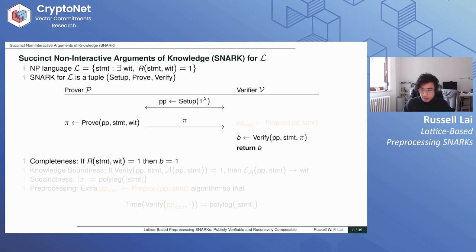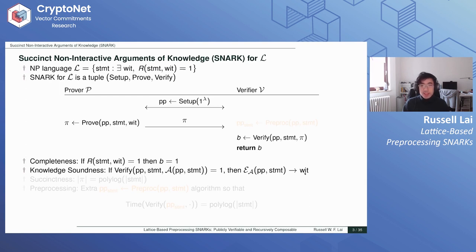So the most basic property of a SNARK is that of completeness, which says that if the statement and the witness satisfy the relation, then the verifier should be convinced. And conversely, we have the notion of knowledge soundness, which is basically the converse of completeness. This notion says that if there exists an algorithm A that is able to convince the verifier that a statement is in the language, then there should exist an efficient knowledge extractor which extracts from this algorithm A a witness corresponding to the statement. These two properties are trivial to achieve because the prover could just send the witness to the verifier.